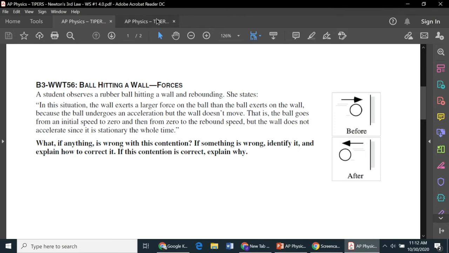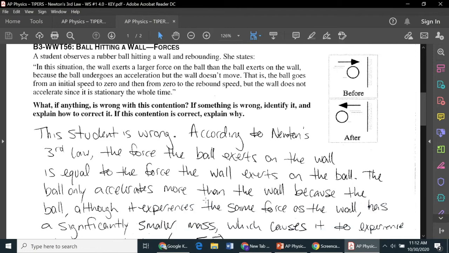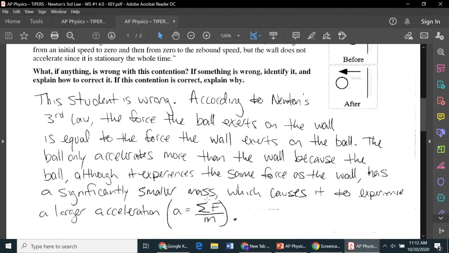That's the idea. And so what I wrote here is this student is wrong according to Newton. It's basically the same thing. According to Newton's third law, the force the ball exerts on the wall is equal to the force the wall exerts on the ball. The ball only accelerates more than the wall because the ball, although it experiences the same force as the wall, has a significantly smaller mass, which causes it to experience a larger acceleration. Notice here that's not really the whole thing. It's also because the wall has additional forces exerted on it from all the nails that it's attached to, and the beams it's attached to, and the floor.